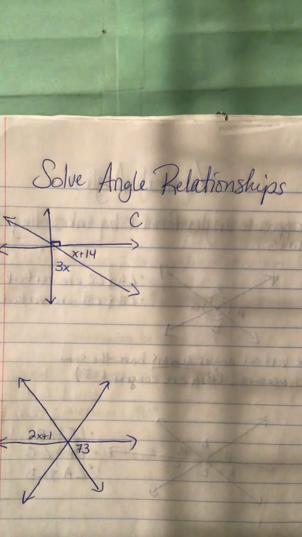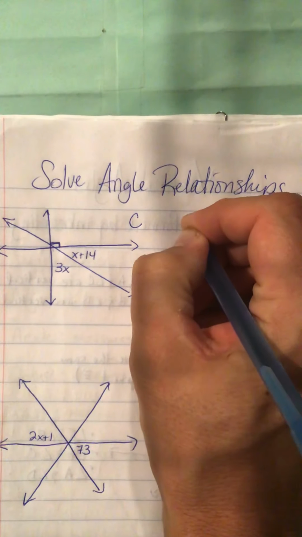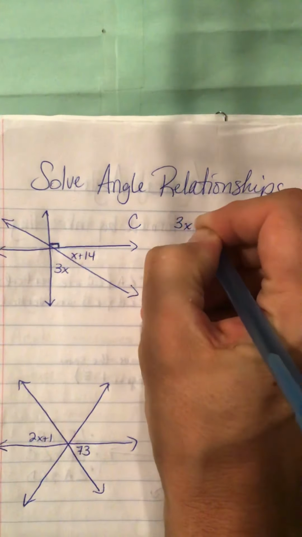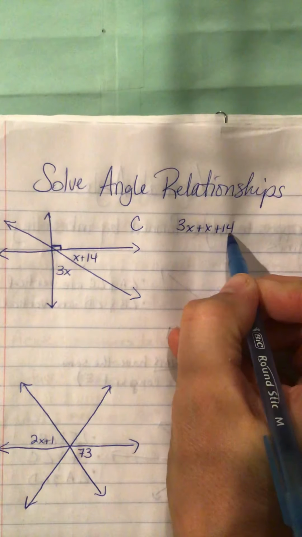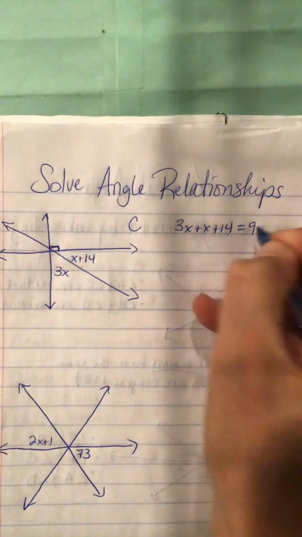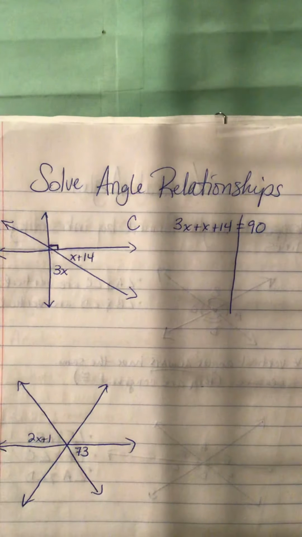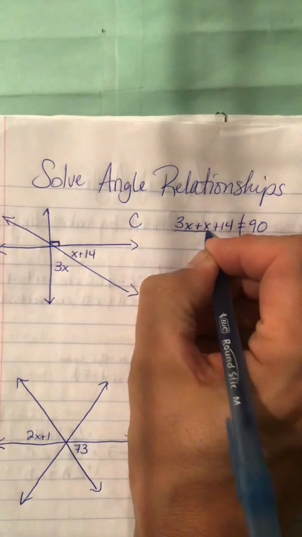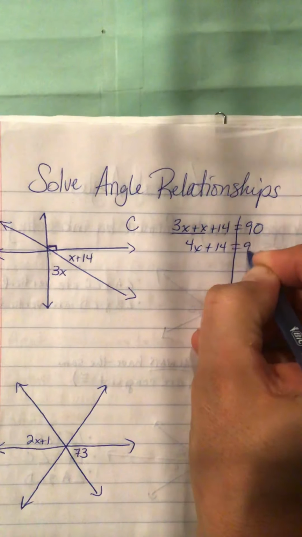Remember, when two angles are complementary, they have a sum of 90. Sum means we're going to add them together. So 3x plus x plus 14. We add those two angles together and we get 90 degrees. So let's go ahead and solve for that missing angle. So 3x plus x is 4x plus 14 equals 90.